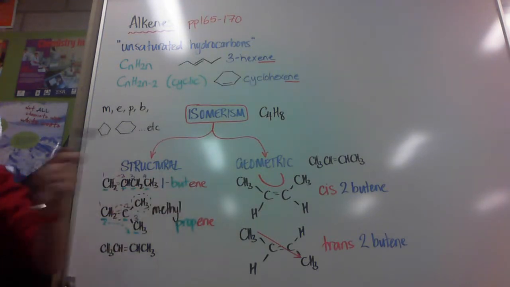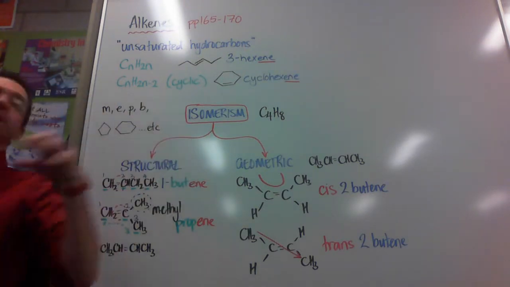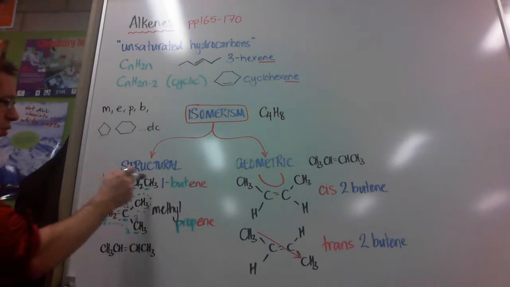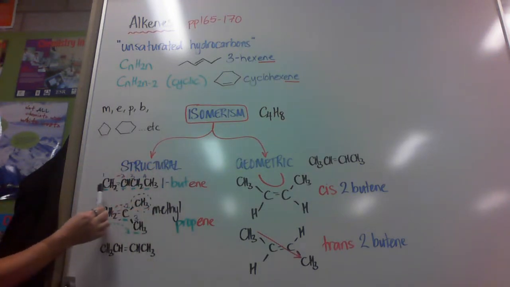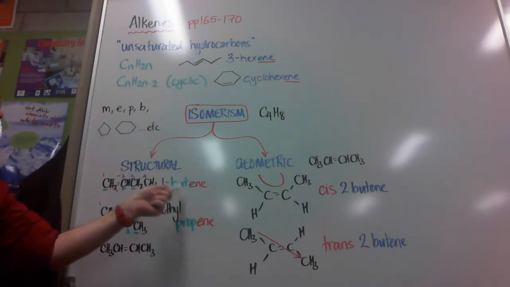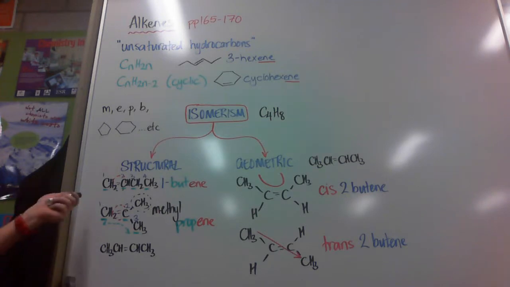So I write ENE first. Then I go 1, 2, 3, 4 carbons in the longest chain. So it's a butene. Then I number them, 1, 2, 3, 4, and actually you would go 1, 2, 3, 4 backwards as well to check. And I see that the lowest number carbon that the double bond is on is number 1. So it's 1-butene or but-1-ene. You can write it either way. Okay.